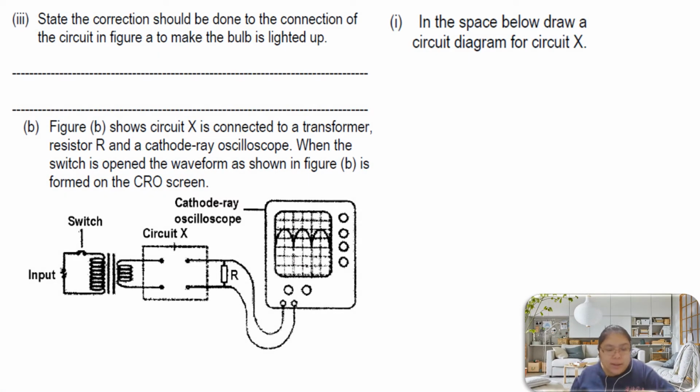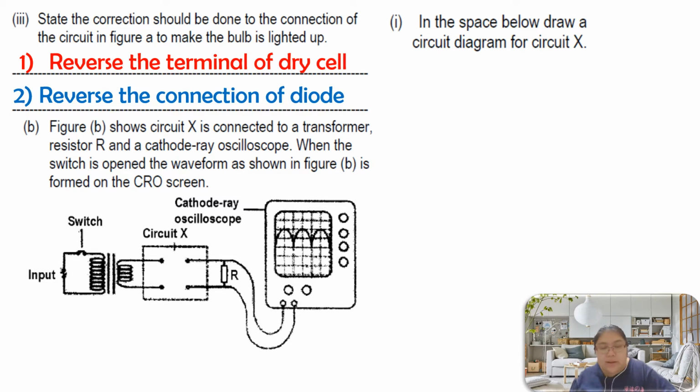Okay, number 3. Now we need to state the correction. What you need to do to let the bulb light up. We have two situations. First, you can say reverse the terminal of the dry cell. Second, reverse the connection of the diode. So either one you do, the bulb can light up. If you do both, actually nothing happens, the same as the original.